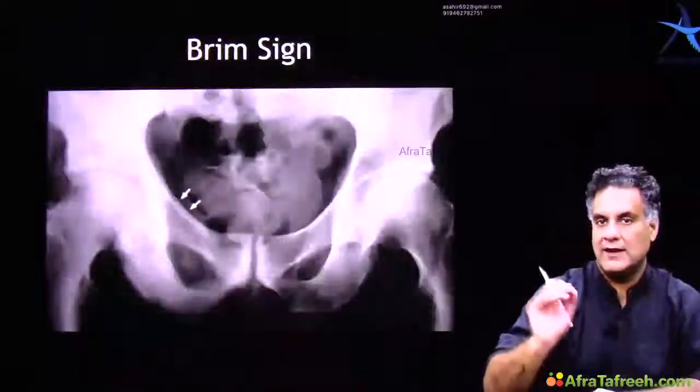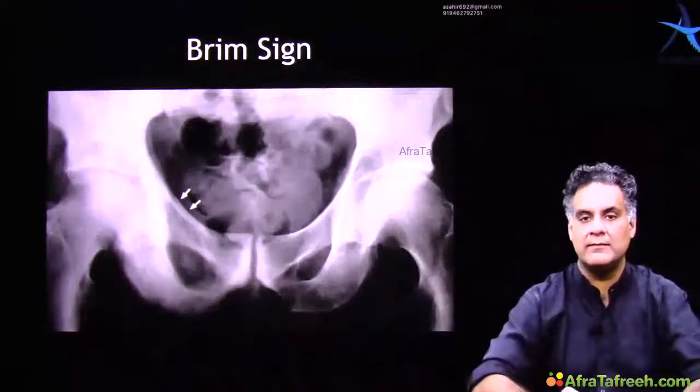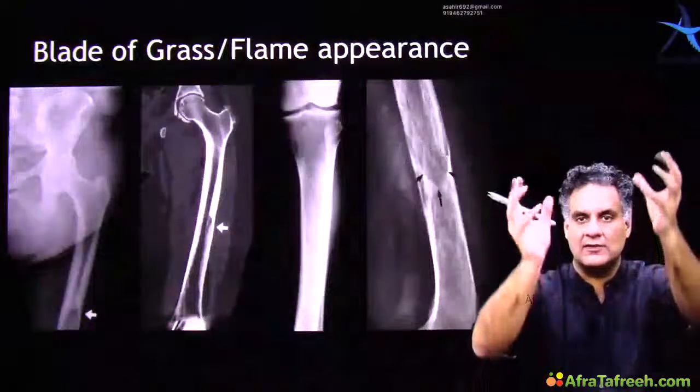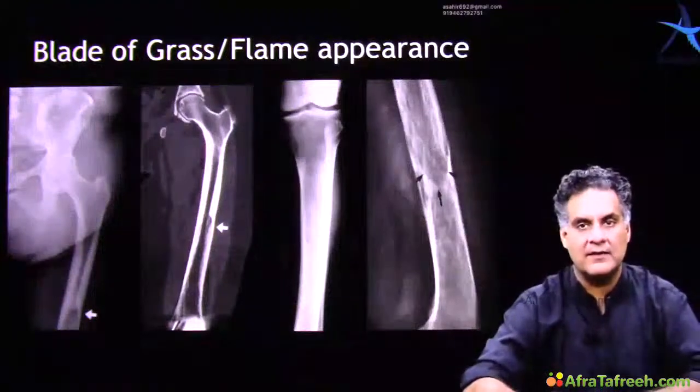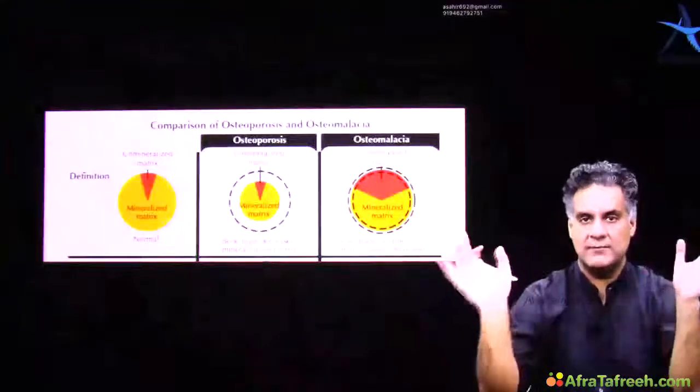And then you will have thickened pelvic brim called as the brim sign. There can be lysis along the cortex called as blade of grass or flame appearance. These are all the features of Paget's.